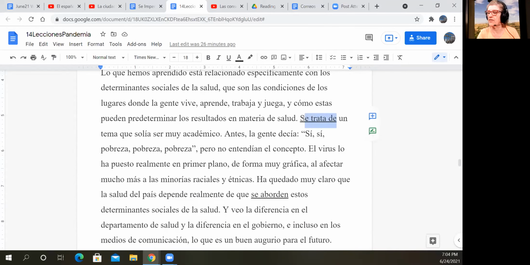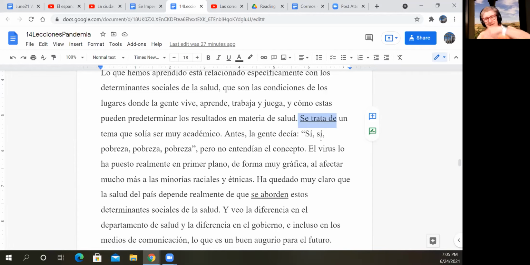Here we've got a very nice se trata de phrase. Es buen término. Se trata de un tema que solía ser muy académico. Tratarse de means to be about or to talk about something in particular. You know, if I say Juego de Tronos, la serie Juego de Tronos se trata de la fantasía. It's a show about fantasy, right? Se trata de un tema que solía ser muy académico. It's about a topic or a theme, but a topic probably that used to be very academic.